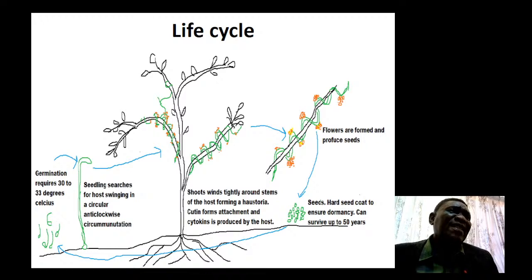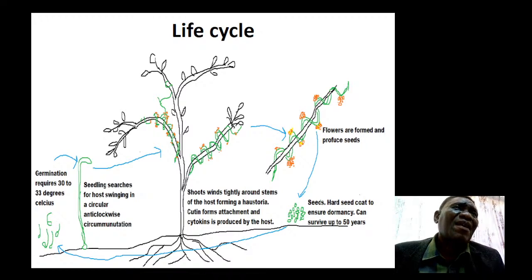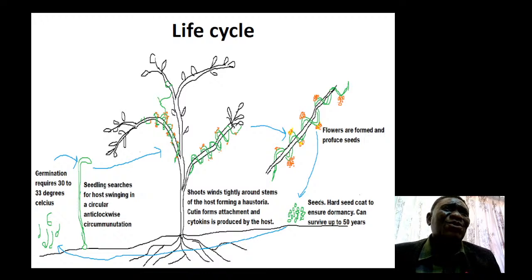You have an elongated stem. Now, this stem will search. It actually moves. It grows very fast. It moves in a circular fashion or anti-clockwise fashion, which is known as circumnutation. Once it gets hold of its host, it grows right round the stems. Whilst it is doing so, it forms attachments.